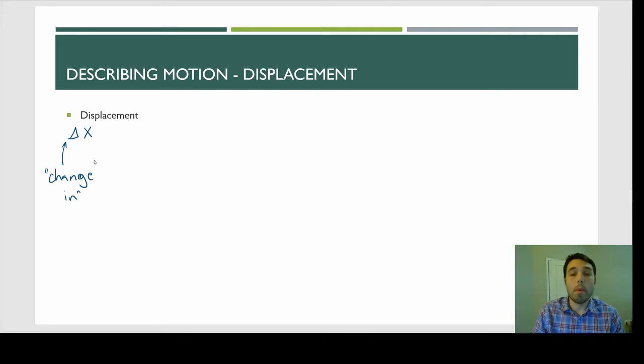You might think, oh, maybe x is displacement. And actually, x is position. Remember we said before what displacement is: it's the straight line distance from your starting initial position to your final position, right? So displacement is actually a change in position. So we use delta x, a change in position.